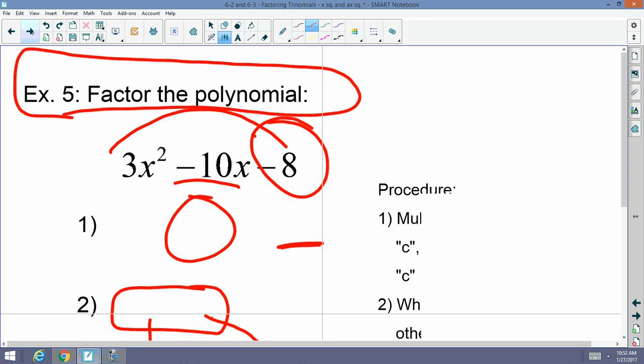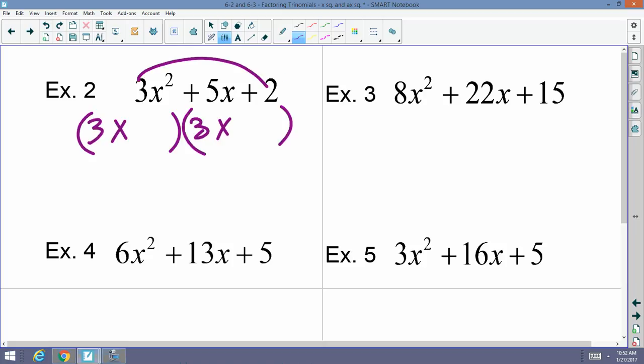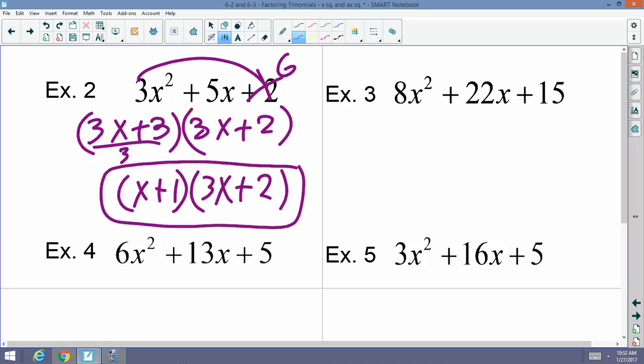Now, for example, 3x squared plus 5x plus 2. Check it out. I got 3x, 3x. My new C is 6. What times what is 6 when we add together is 5, guys? Positive 3, positive 2. Imaginary factor, x plus 1 times 3x plus 2. Come on, be honest. That's clutch, dude. It's fast, easy, quick, and very efficient. Does it make sense? Okay.